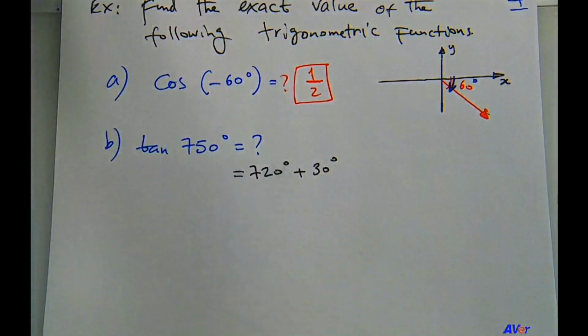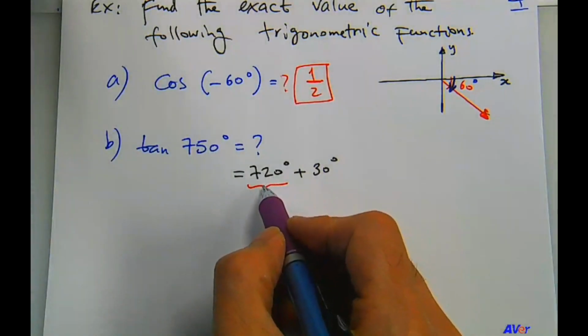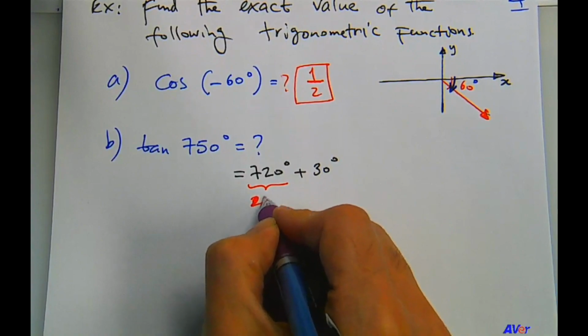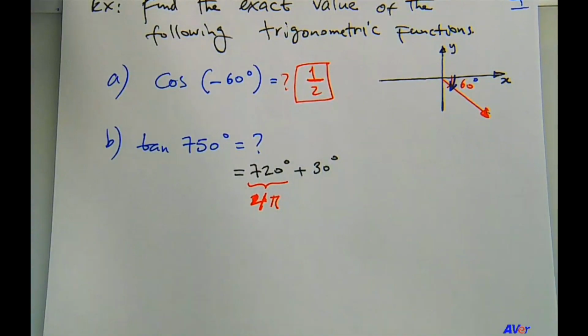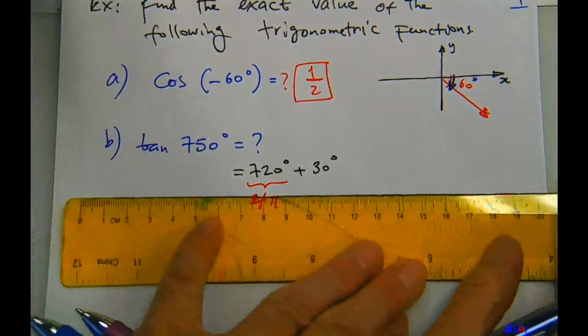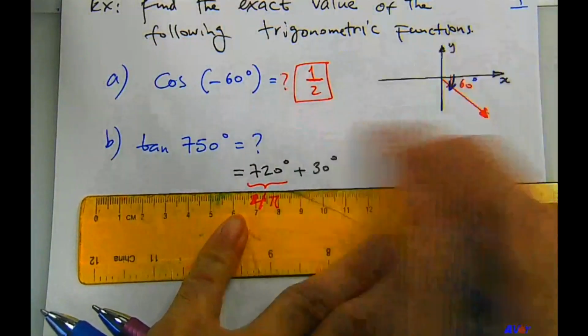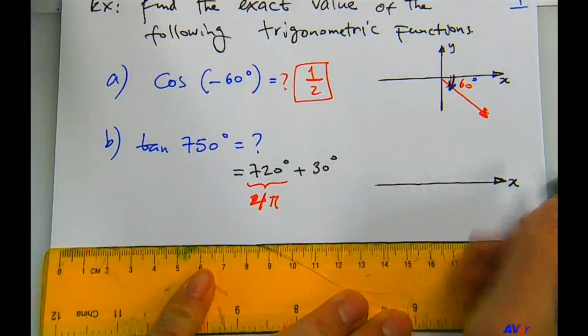And this is 4 pi, sorry. This is 4 pi plus 30 degrees. Well, 4 pi would be 2 full revolutions around the axis. So let's draw that.